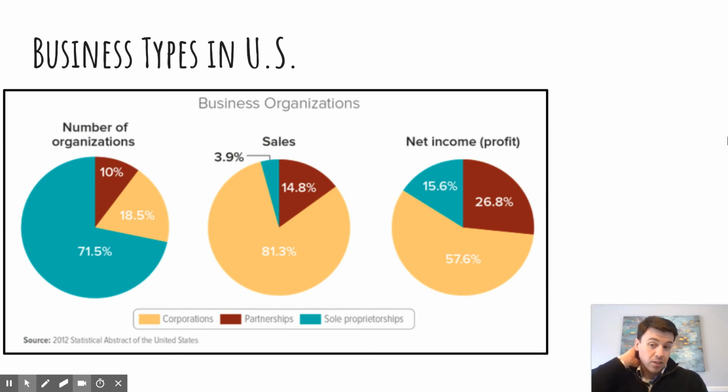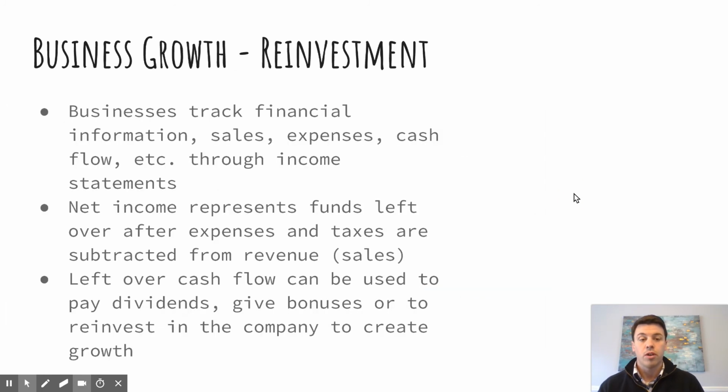And if we break down the different types of businesses and how they fit in the United States, most of them are sole proprietorships. You see there 71.5% of organizations in the United States are sole proprietorships. However, the interesting thing here is over half of the profits in the United States are happening at the corporate level. You can see the bridge to that here in the middle: 81.3% of sales are coming from just 18.5% of the organizations. So that's an interesting perspective. But most of the profits are coming from the corporations for sure. Most common is sole proprietorships. Most profitable is corporations. Definitely good to know.